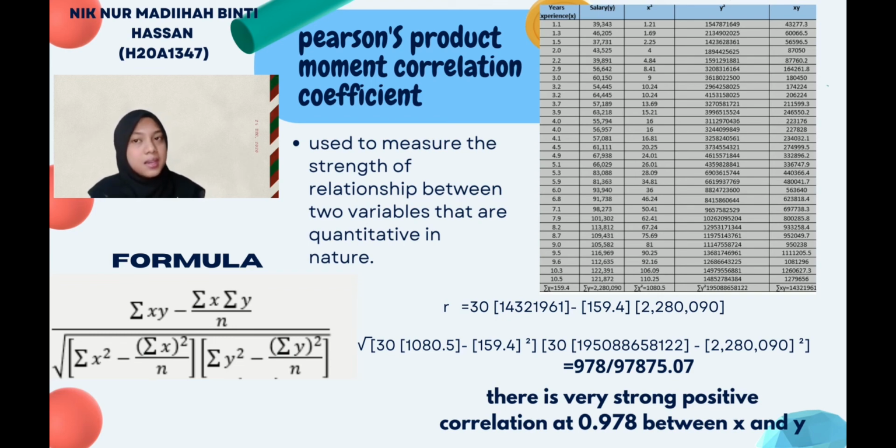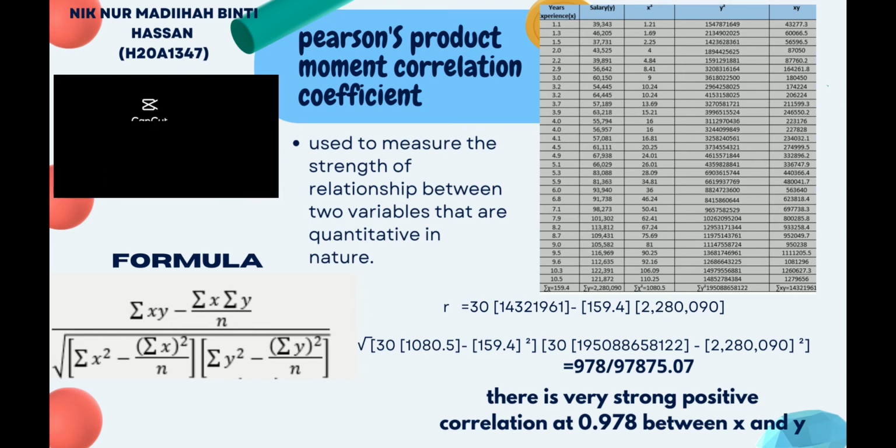For our data, the final answer between x and y, where x is years of experience and y is salary, is 0.978. In addition, you need to determine the correlation strength, and for our data, that is a very strong positive correlation at 0.978 between x and y. That's all from me. Thank you.